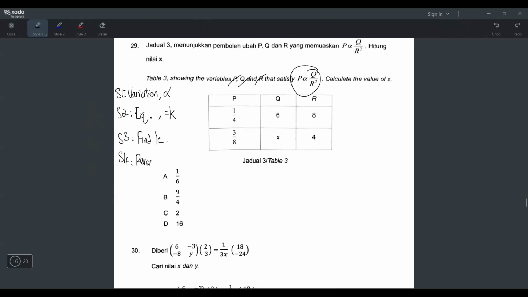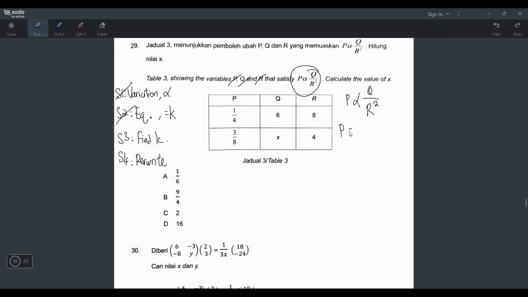Some questions have step 5. Step 5 is when after you rewrite, they ask you to find something else. This question, I already know they want you to do until step 5. But you need to know that even if they ask until step 5, you need to do the first 4 steps first, because without this, you can't do step 5. So let's get our step 1, the variation. They already give it to us. So I'm just going to write P varies directly as Q and inversely as R square.